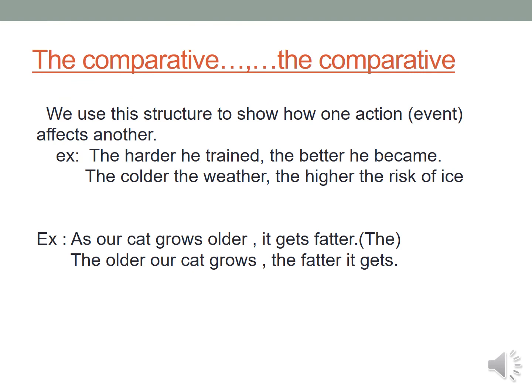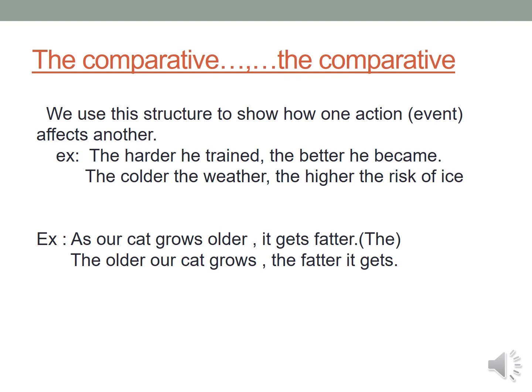We have here a new form, the comparative. Why do we use it? To say that one thing affects another. For example, we have here: the harder he trains, the better he becomes. So, what do you notice here? We use the harder. We didn't say the hardest. We said the harder he trains, the better he becomes. It means that the more he trains, the result is that he becomes better.